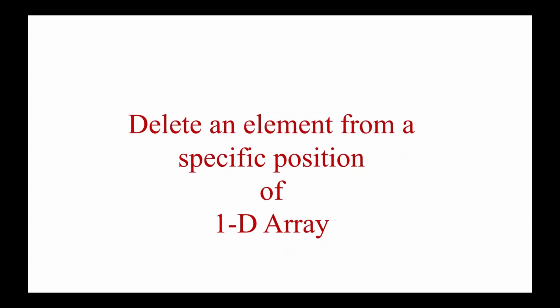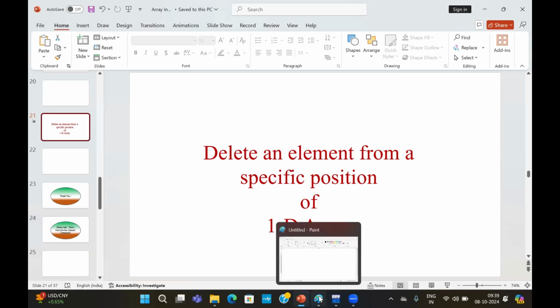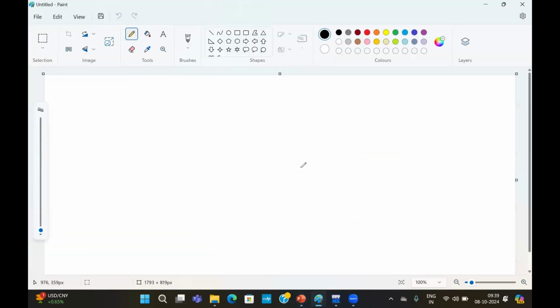So in this, which value are we going to store in A[i]? We store A[i plus 1], which means we store the next value into A[i]. Once the shifting operation is over, then we have to decrease the size. n equal to n minus 1.